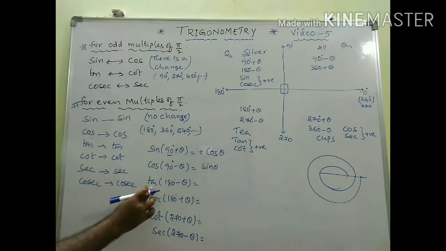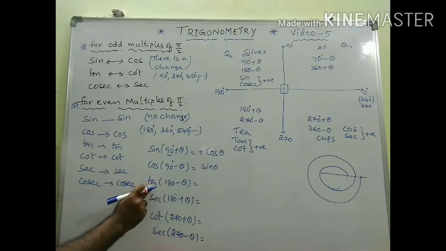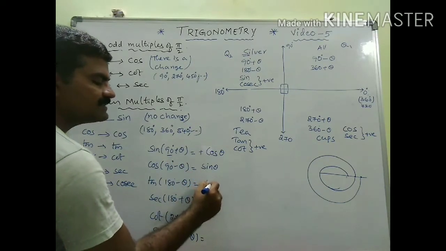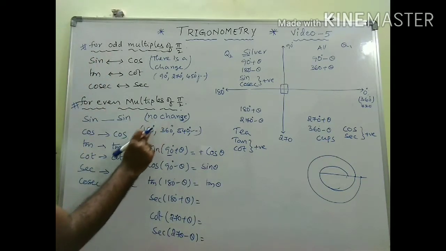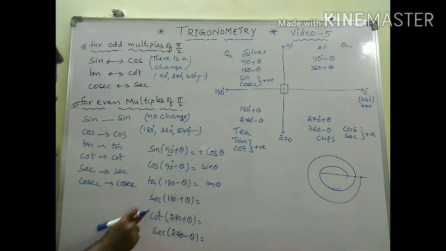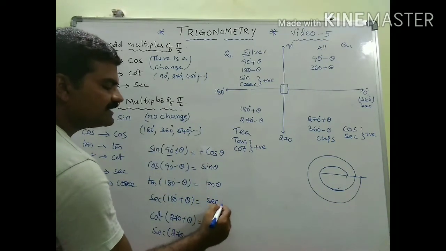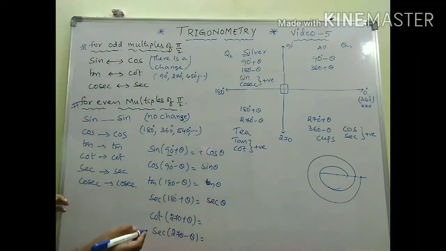Now check tan of 180 minus theta. First, 180 means an even multiple of 90. If it is an even multiple of 90, then tan remains tan itself. No change for even multiples: 180, 360, 540, no change. Tan remains tan itself. Secant remains secant itself. But the second question is whether they are positive or negative. That's what we need to check.